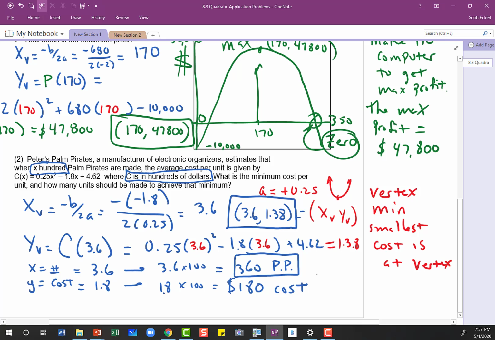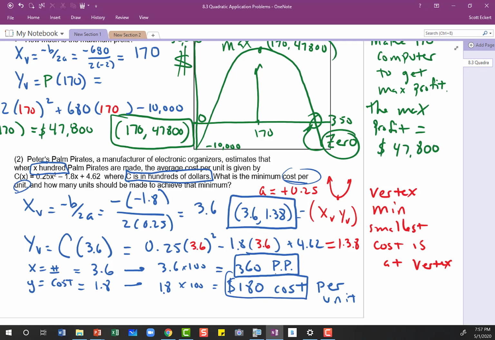Okay, I just forgot to clarify a little bit here, but it's $180 per unit. That's part of the definition of the cost. The cost is in dollars, and this is cost per unit. Little detail, but we got all the solution here. And so that is an application problem we solved based on knowing the vertex.